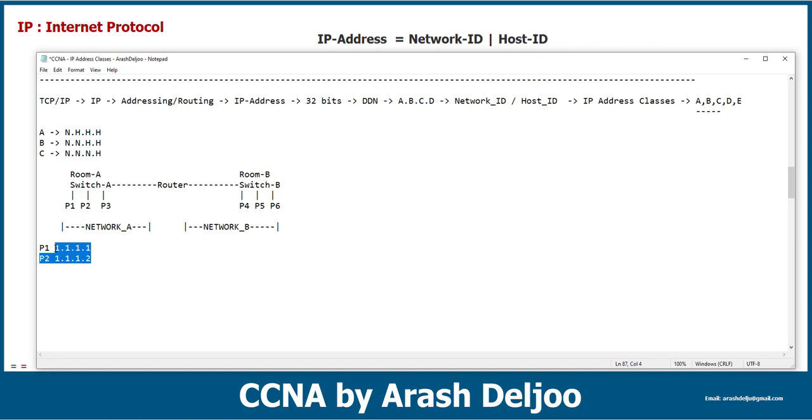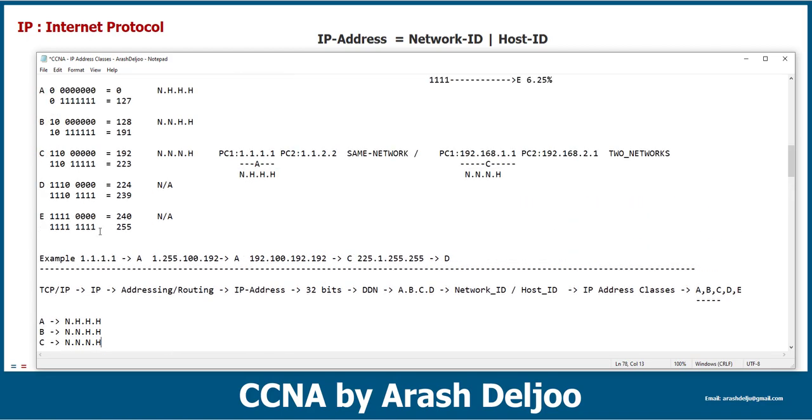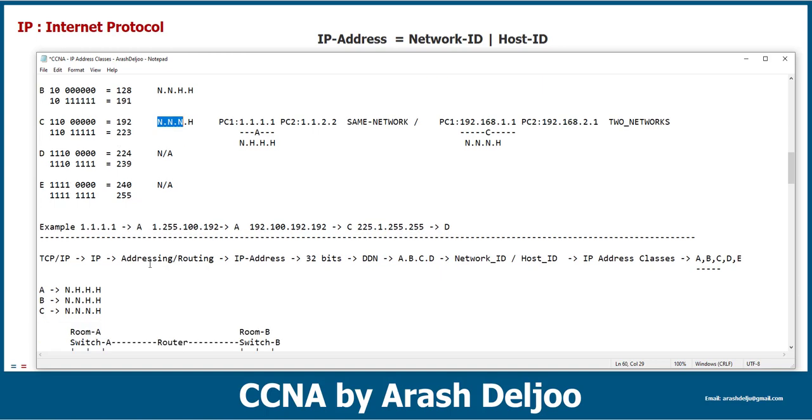But let me give you another example. For example, I'm using 192.168.1.1. This means that I'm using class C. You know that in class C, we have 3 network octets. You know that 192 resides in class C. Look here, 192, and in class C we have 3 octets as the network.